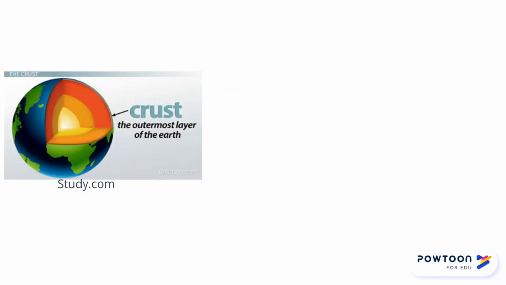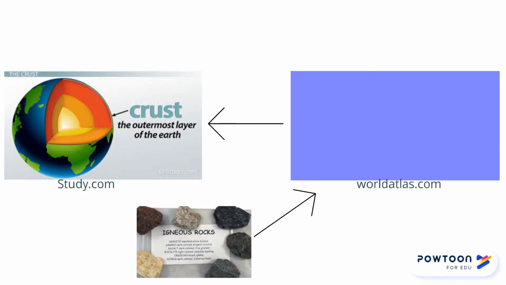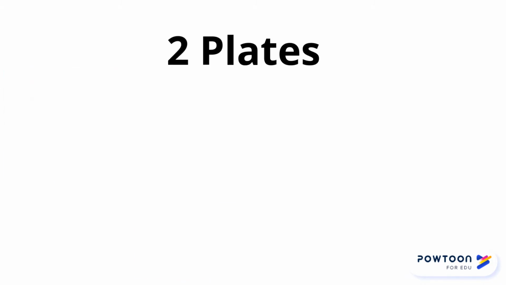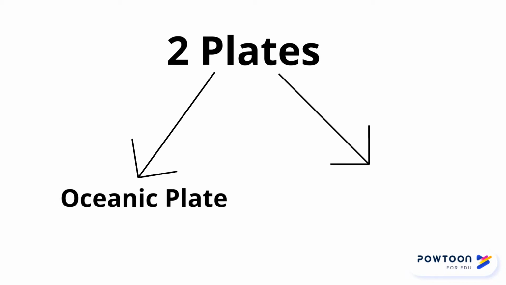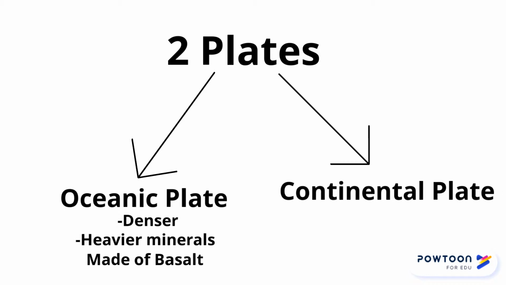The Earth's crust is made up of plates, which are commonly known as the tectonic plates. The tectonic plates are what make up the crust of the Earth and are made of igneous rocks. It is believed that there are two general types of plates. The first is oceanic, which is denser than the other plates because it is made up of heavier minerals. Oceanic plates are mainly made of basalt. The second type is the continental plate. Continental plates are less dense than oceanic and mainly consist of granite.